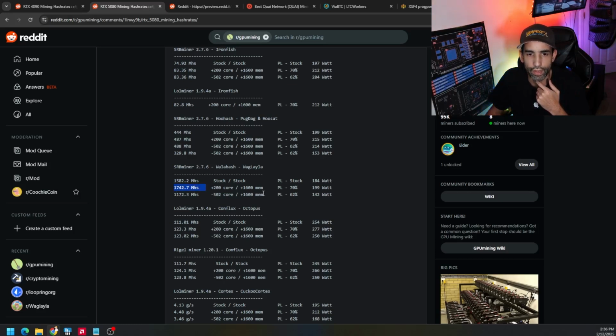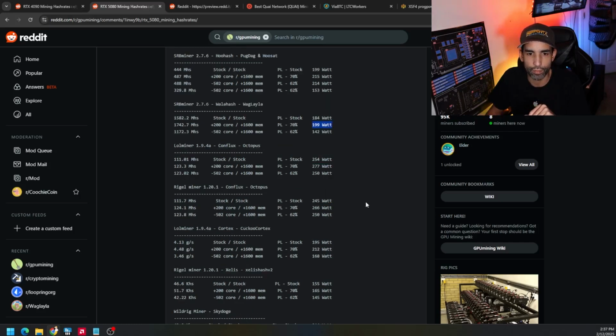1742 mega hash at basically right underneath 200 watts. We got 1172 when we were at 142 watts. So right in the middle, again, that 70% power limit seems to be the sweet spot for Conflux.